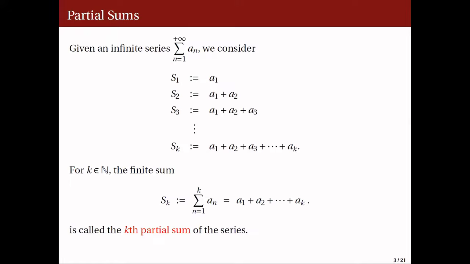For all non-negative integers k, the finite sum S sub k equal to the summation of a sub n with n ranging from 1 to k is called the kth partial sum of the series. These partial sums will play a huge role in classifying the convergence of a series.